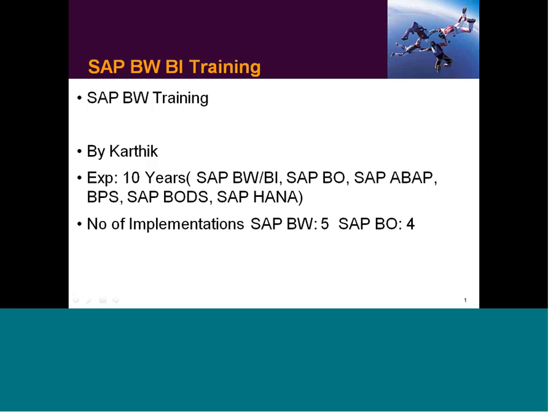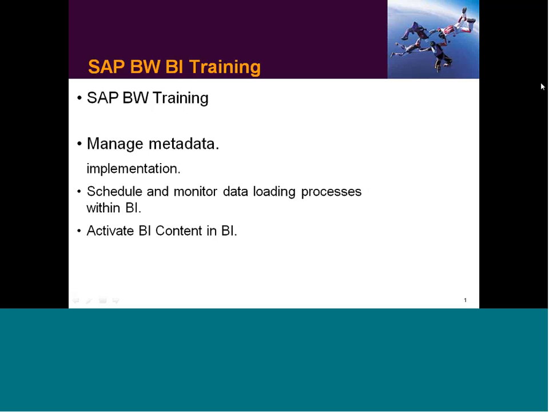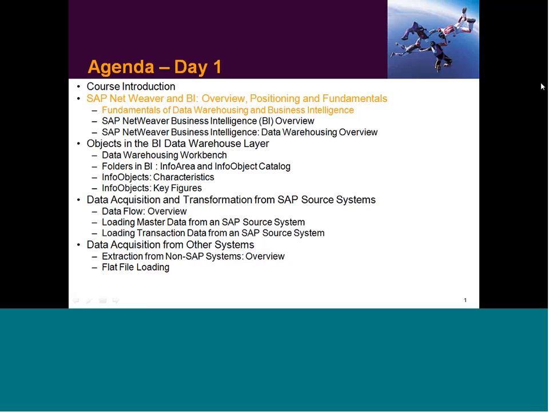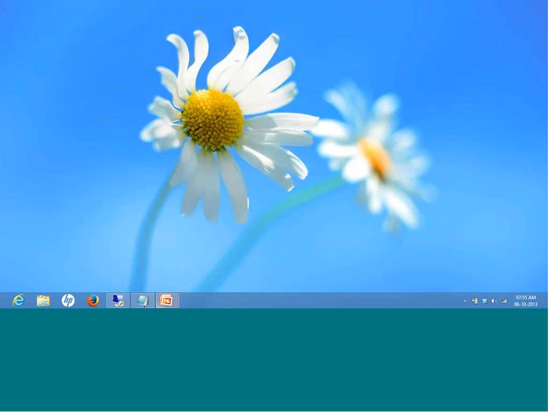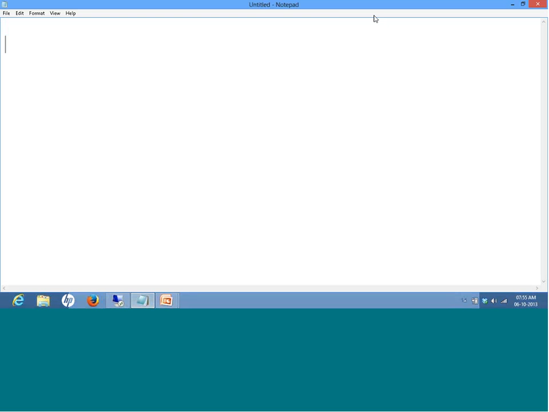Okay, let me quickly start. What is BW? What are we doing here? Now, if you see this screen, in any kind of landscape, we have one OLTP and one OLAP system. OLTP stands for Online Transaction Processing System. Then we have OLAP, which stands for Online Analytical Processing System.